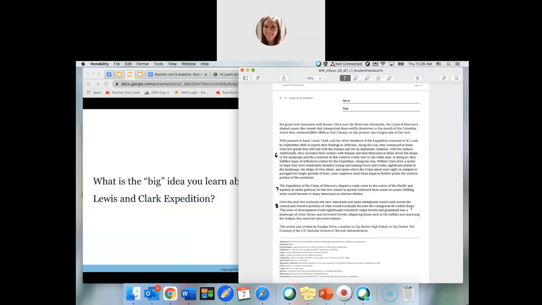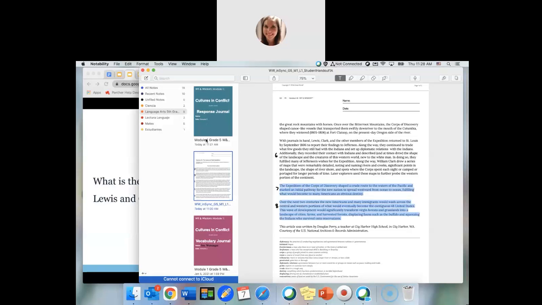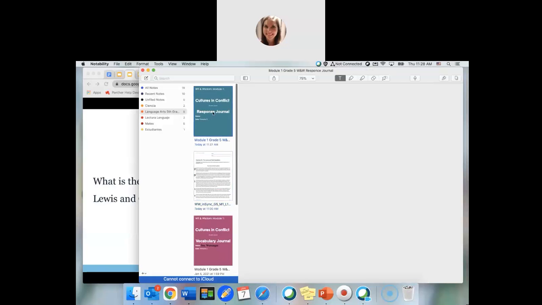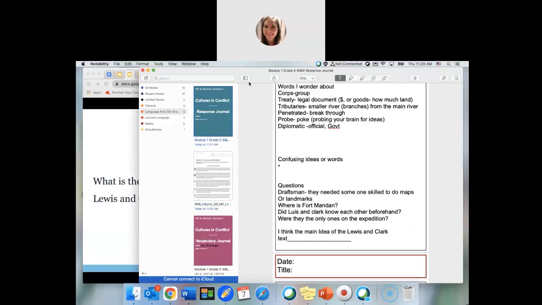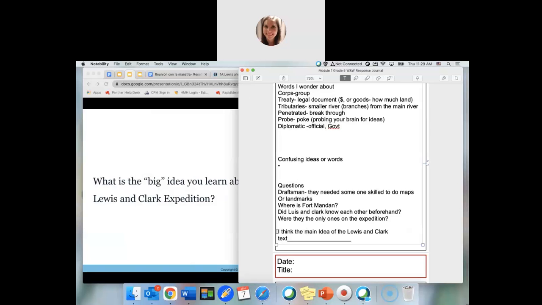So if you want to look back at your Notability and reread a couple things, actually, I'm going to reread this last part really quick. The expedition of the Corps of Discovery shaped a crude route to the waters of the Pacific and marked an initial pathway for the new nation to spread westward from ocean to ocean, fulfilling what would become to many Americans an obvious destiny. Over the next two centuries, the new Americans and many immigrants would wash across the central and western portions of what would eventually become the contiguous 48 United States.